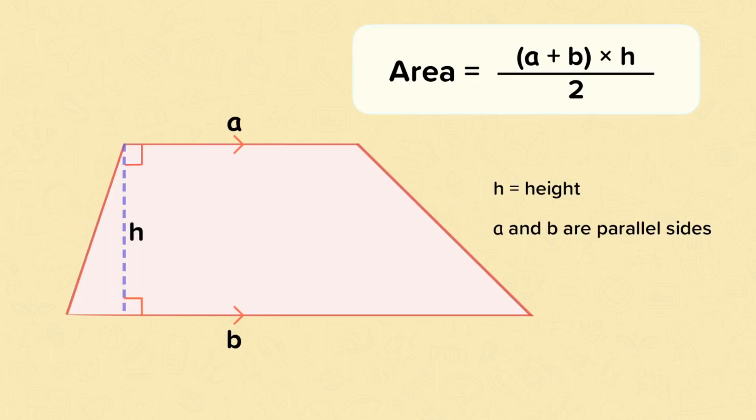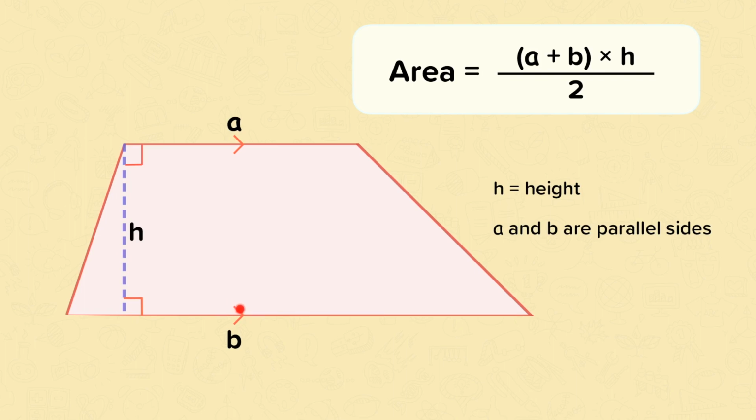In this video, you're going to learn how to work out the area of a trapezium using this formula. So this is the general formula for the area of a trapezium. So that's a plus b times h divided by 2. Now, on a trapezium, a and b are the parallel sides.